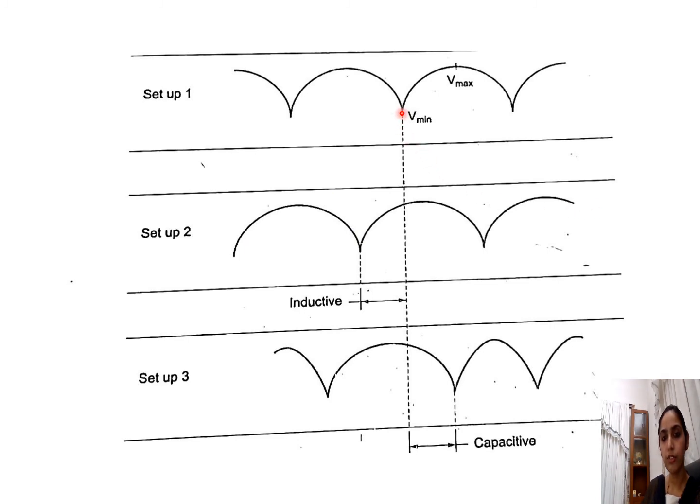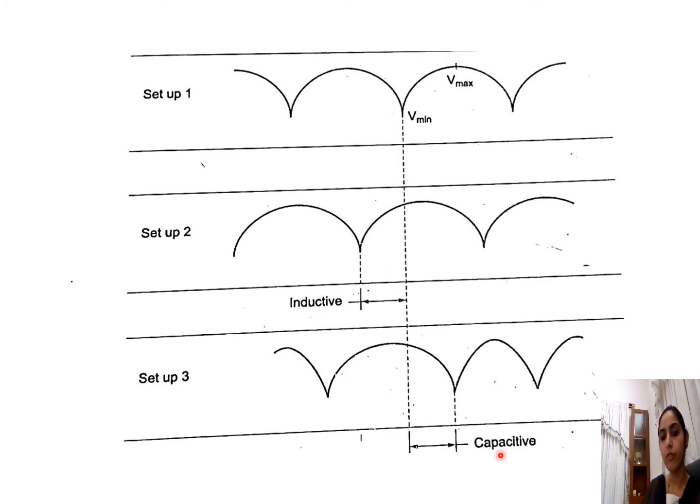Now if the V minimum has shifted from the first setup in such a way that it is moving to the left side, it indicates that the unknown impedance is of inductive nature. If the V minimum shift is towards the right, it indicates that the impedance is of capacitive nature. So we have to observe whether the shift in V minimum is towards the right or towards the left. What we understand from this is that we only get the nature of impedance, whether it is an inductive impedance or a capacitive impedance.